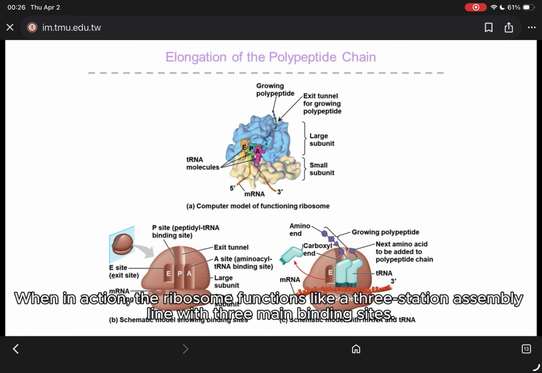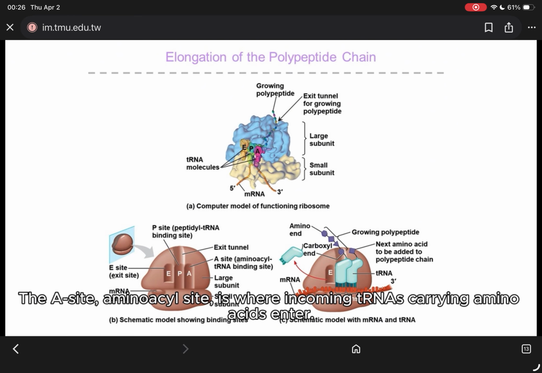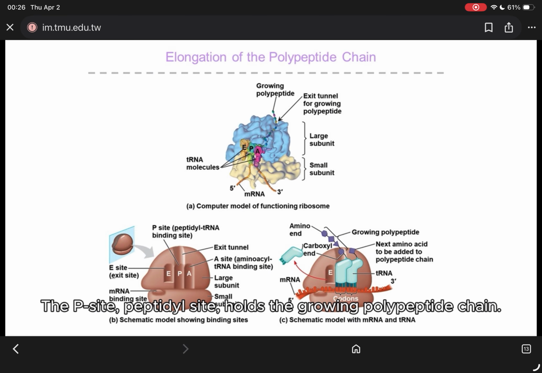When in action, the ribosome functions like a 3-station assembly line with 3 main binding sites. The A site, aminoacyl site, is where incoming tRNAs carrying amino acids enter. The P site, peptidyl site, holds the growing polypeptide chain.